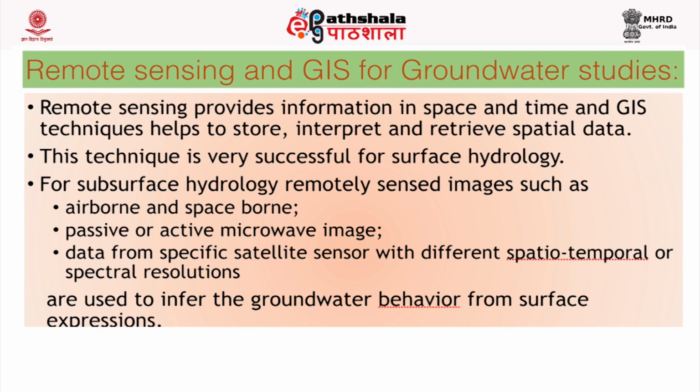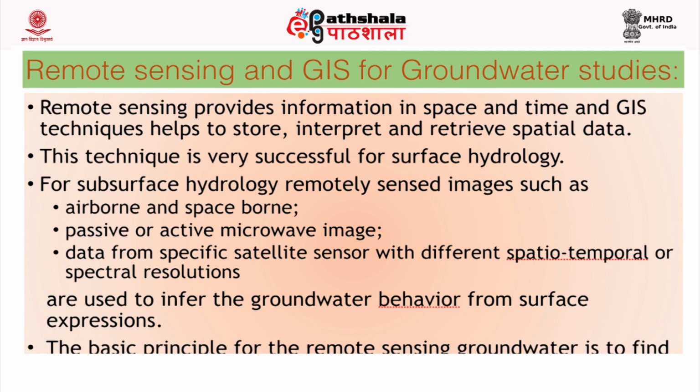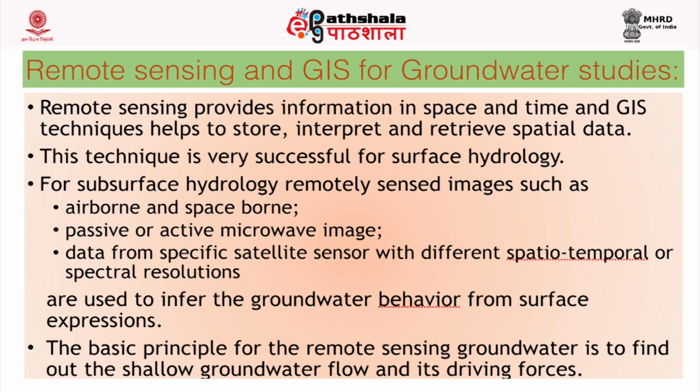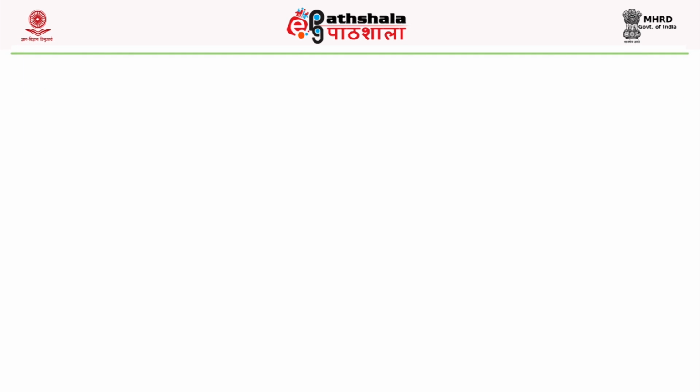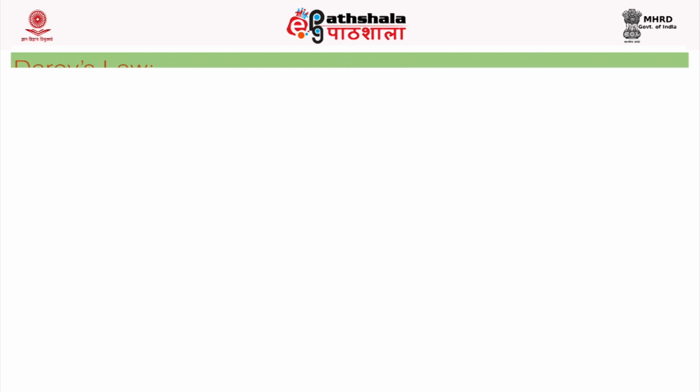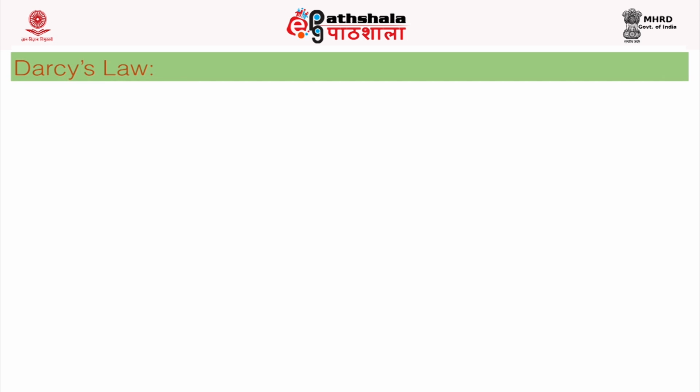spaceborne images, passive and active microwave images, and data from specific satellite sensors with different spatio-temporal or spectral resolutions are used to infer the groundwater behavior from surface expressions. The basic principle of remote sensing for groundwater is to find out the shallow water flow and its driving forces. So, to understand this, we need to know how the groundwater flows within the subsurface.